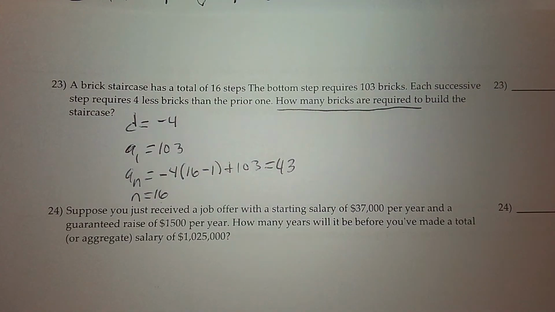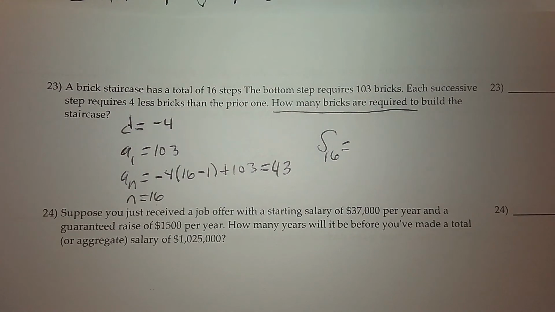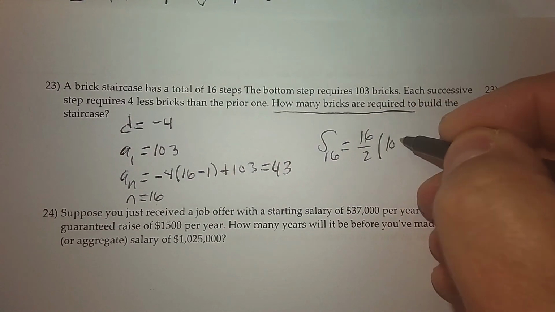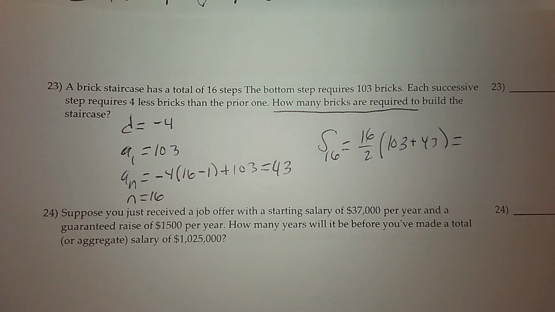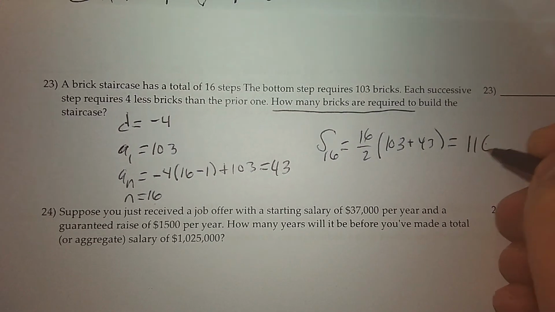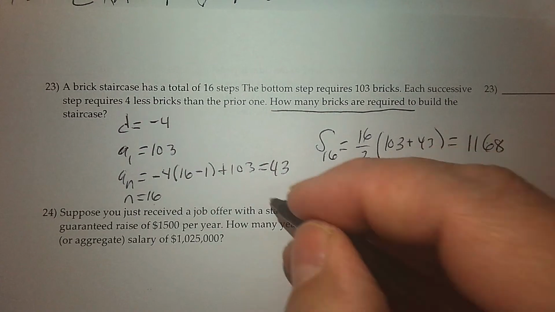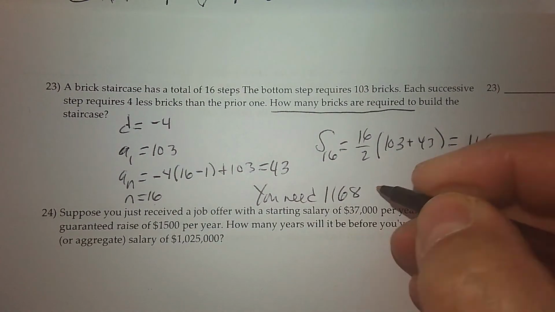Did you get that by the time you get to the 16th step? So then how many bricks do you need in total? So can you do this formula, add up all the bricks, all 16 steps, and then use your calculator. So I'm going to go 16 divided by 2, 103 plus 43. Did you get 1,161? So you need 1,161 bricks.